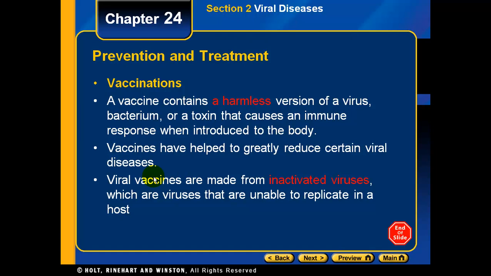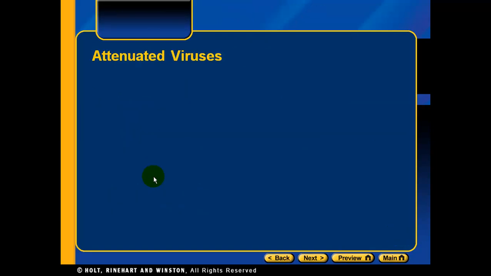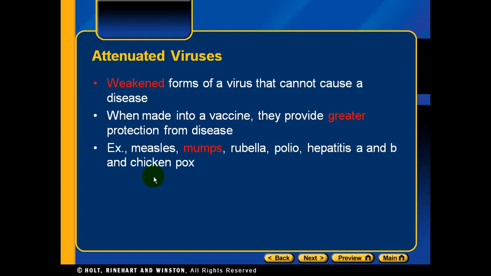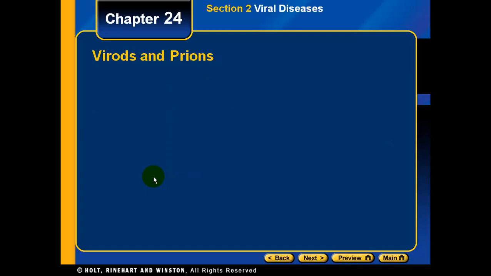Viral vaccines are made from inactivated viruses, which are viruses that are unable to replicate in the host cell. But we are able to make the antibodies for it. Attenuated viruses. These are weakened forms of the virus that cannot cause the disease. When these viruses then are made into the vaccine, they provide greater protection from the disease. For example, these attenuated viruses are the viruses that we won't get anymore because the vaccine is very strong. For example, measles, mumps, rubella, polio, hepatitis A and B, and chickenpox are all things that you would get vaccines for when you were younger.